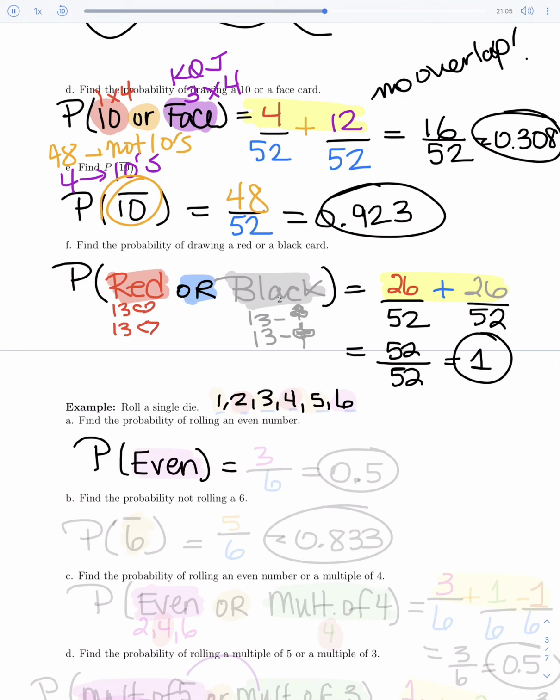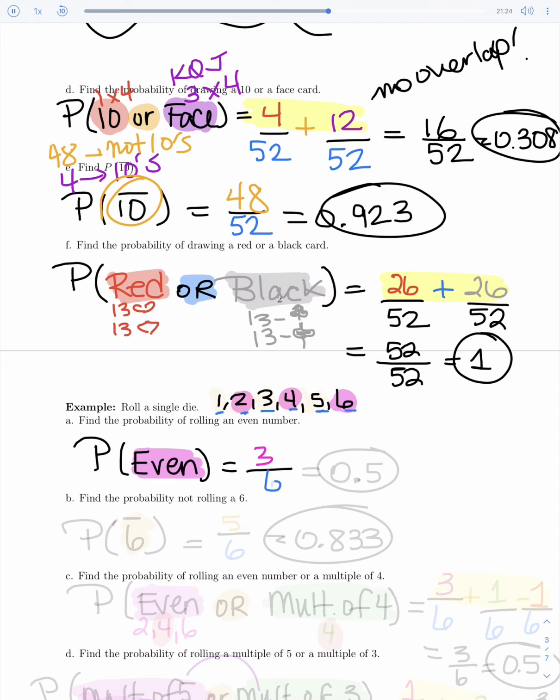Well, what's considered to be even? Well, even is considered 2, 4, or 6. Well, there's 3 options that are even then. Out of how many options are there total? Well, there's a total of 6 numbers: 1, 2, 3, 4, 5, 6.